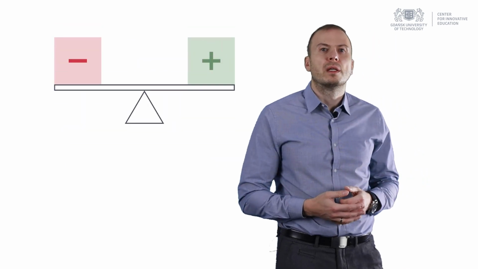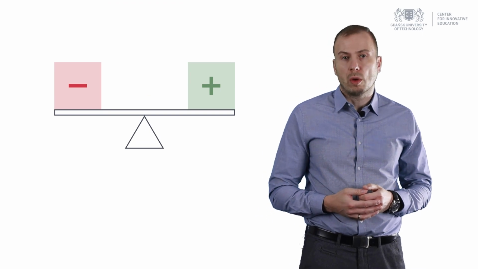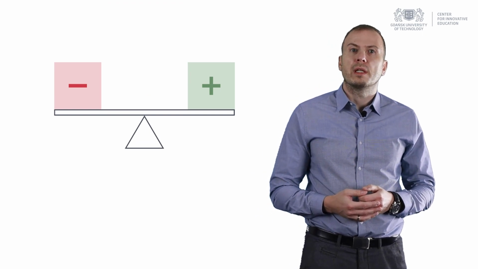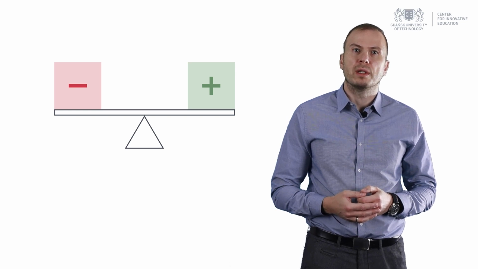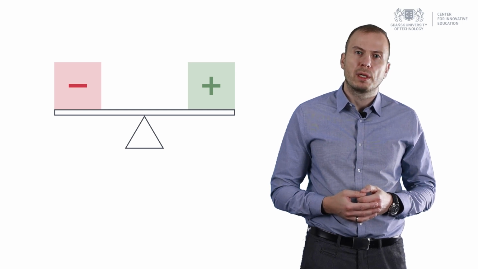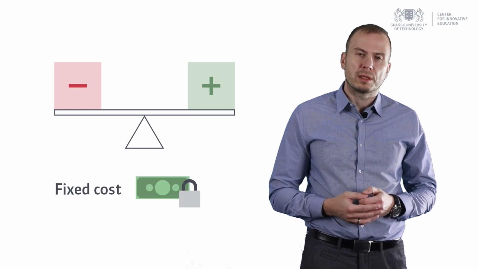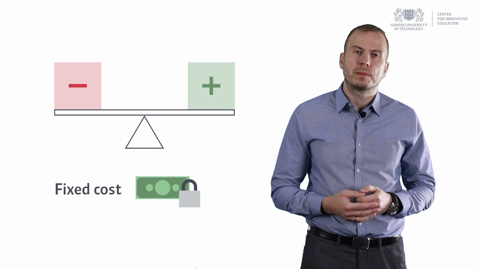As you can see, profit or loss in an enterprise results from the scale of costs incurred and revenues obtained. Let's discuss the costs first. We distinguish between fixed, variable, and step costs. Fixed cost will be discussed in this video.